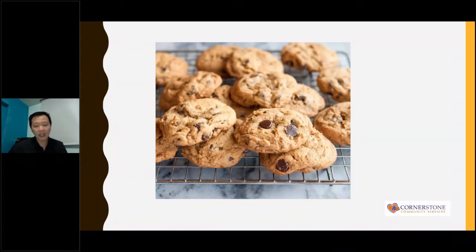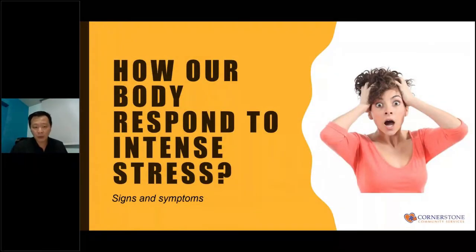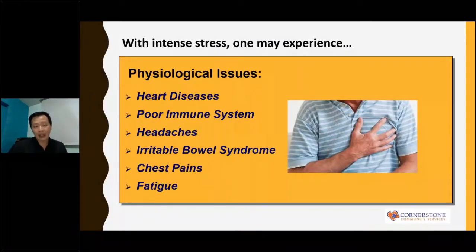So same thing, when we experience intense stress for too long, it will cause harm to our body. I'm just going to jump into that: how our body responds to intense stress. Some signs and symptoms. It is also a good checklist for us to check ourselves to see if we are experiencing these things.